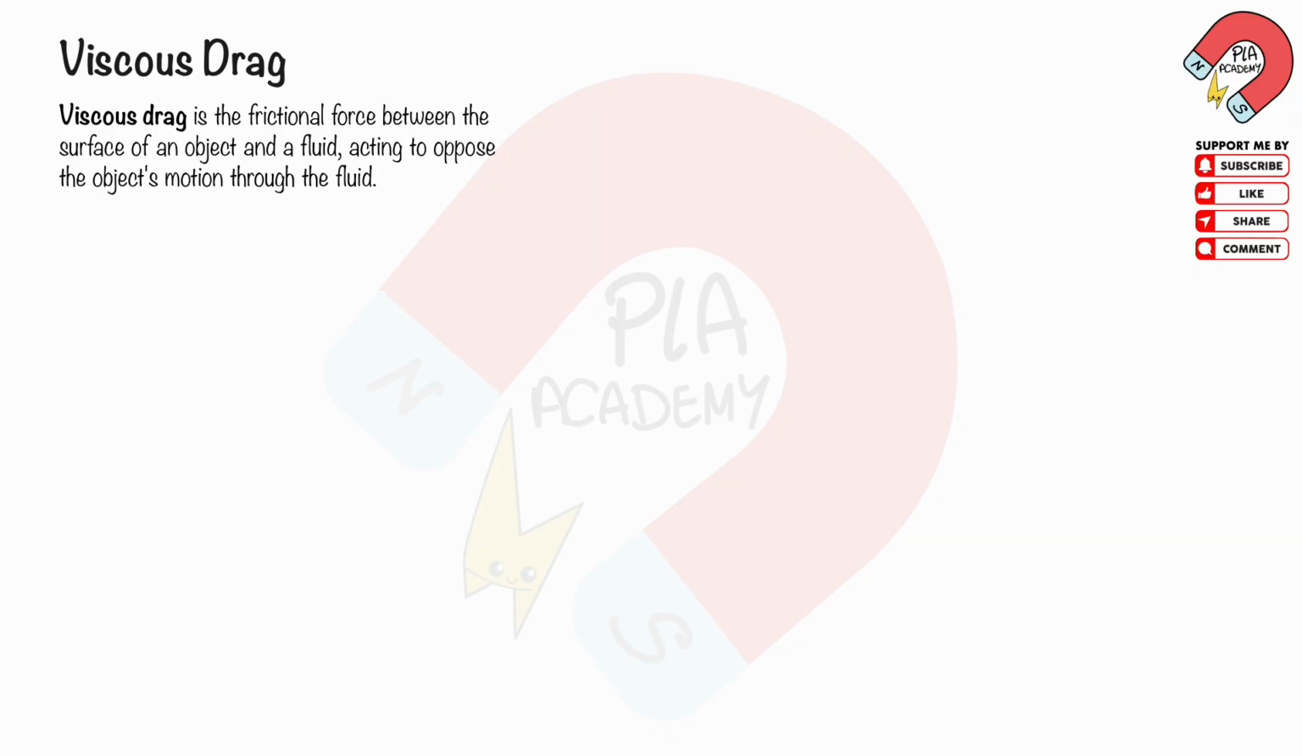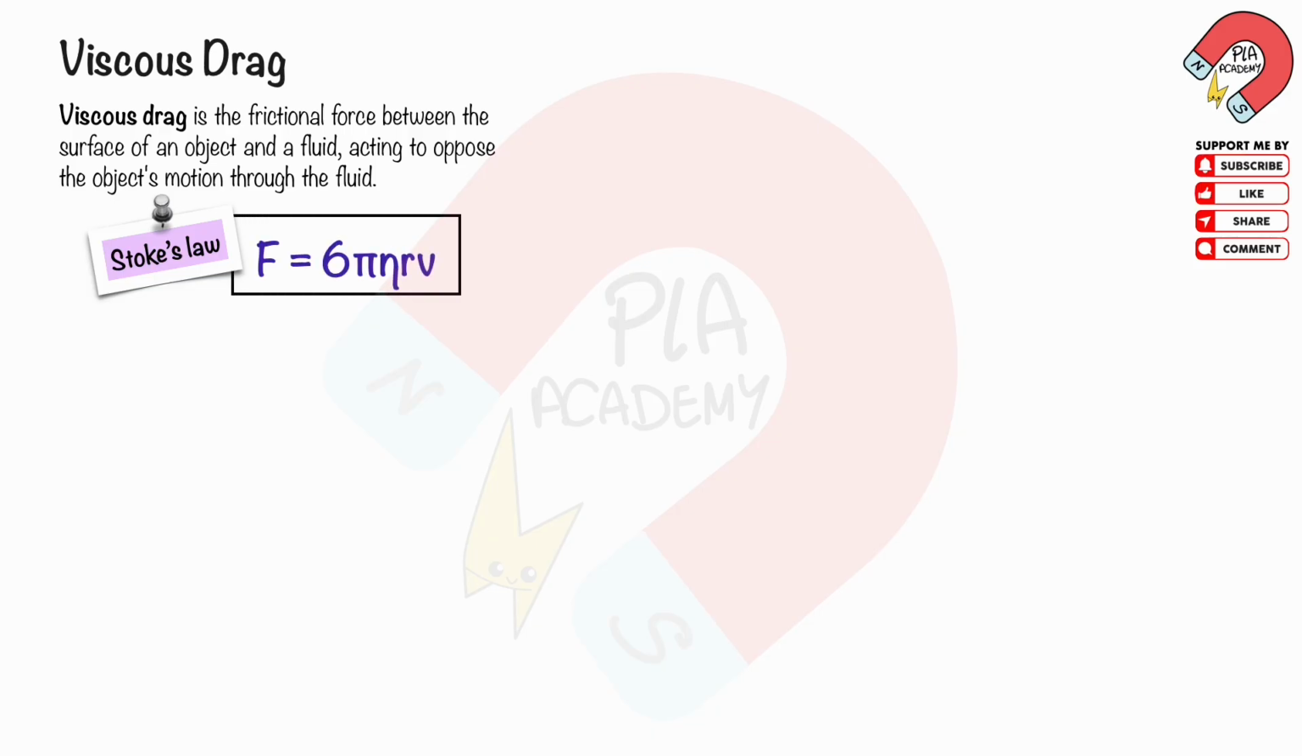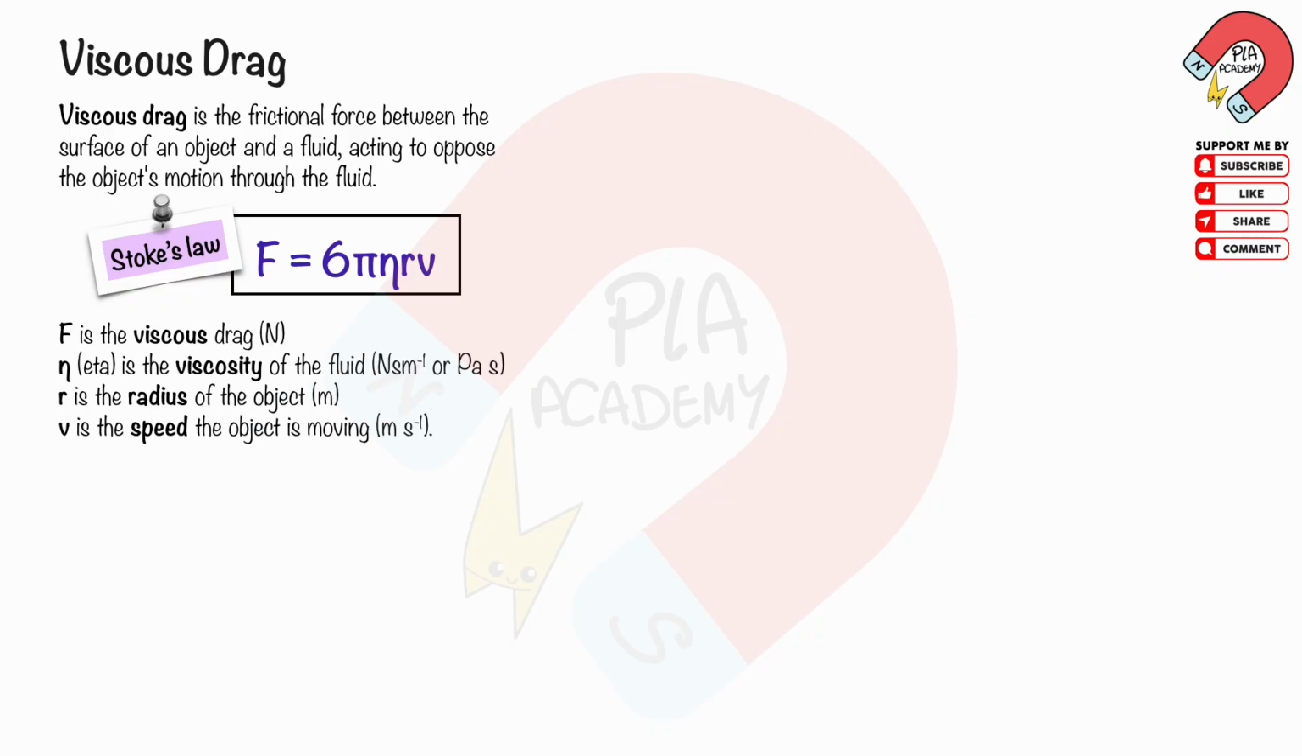You can calculate the force due to viscous drag on a spherical object moving through a fluid using Stokes' law. The equation of Stokes' law can be written as F equals 6 pi eta R V, where F is the viscous drag in newtons, eta is the viscosity of the fluid in newton seconds per meter squared, R is the radius of the object in meters, and V is the speed of the object moving in meters per second.